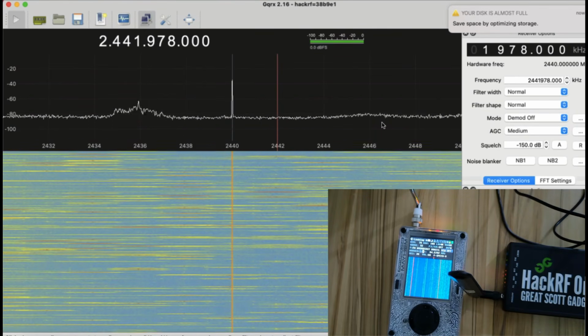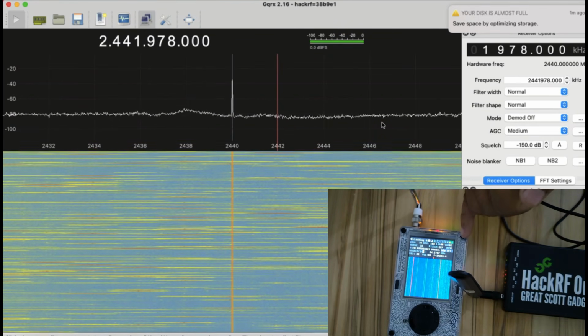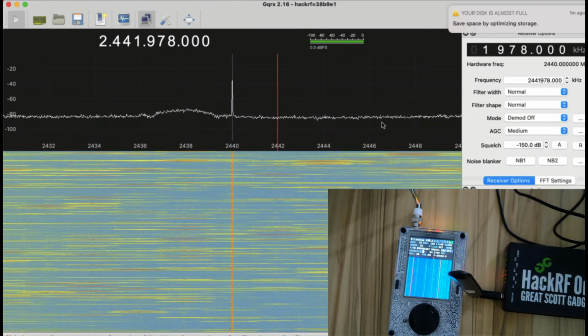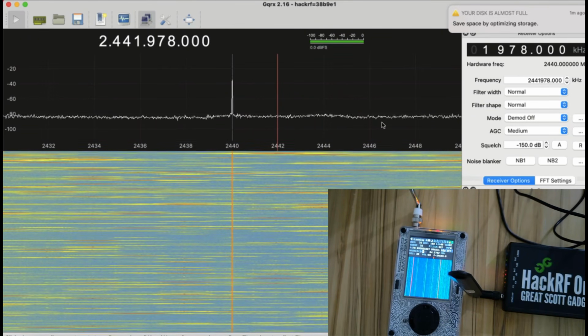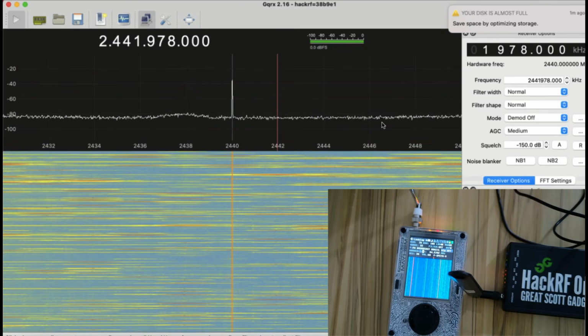This actually allows me to visualize the signal, while with HackRF itself, I need to connect it to a laptop that is running particular software that shows you all of this.